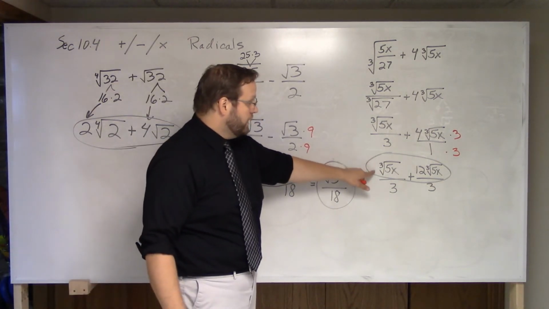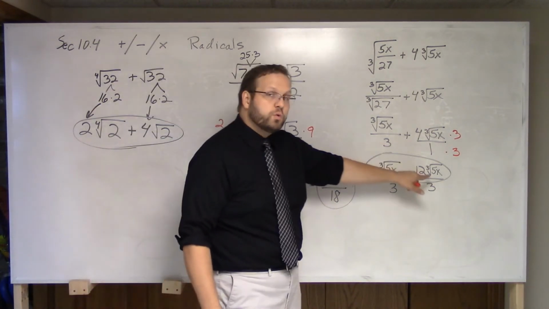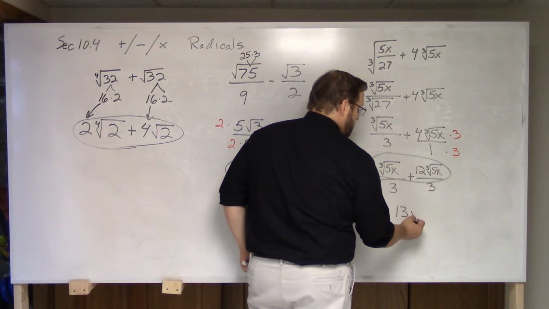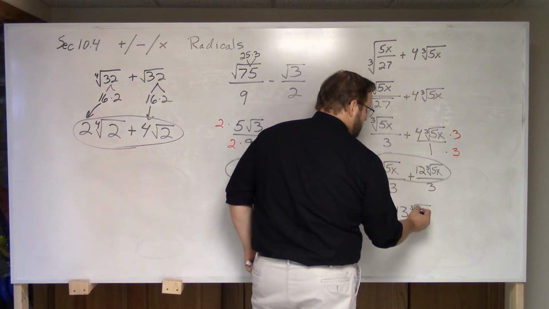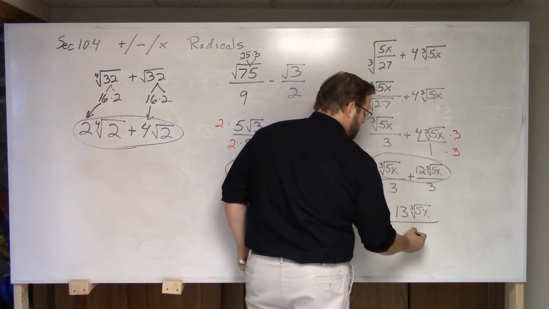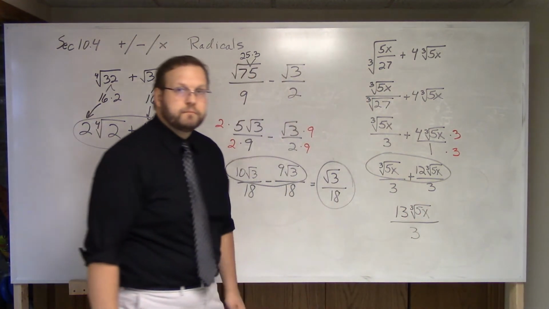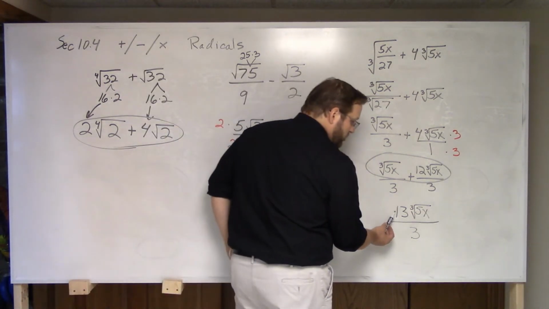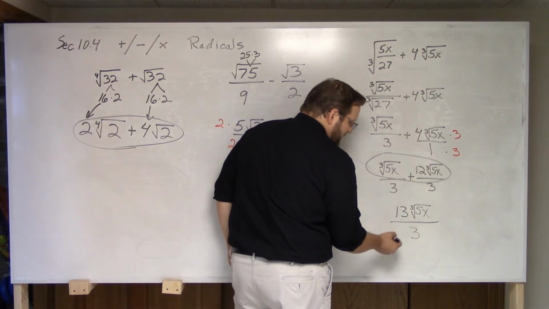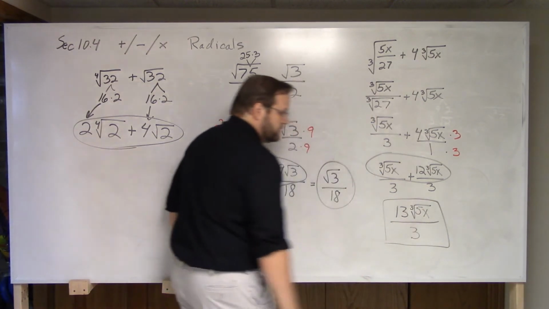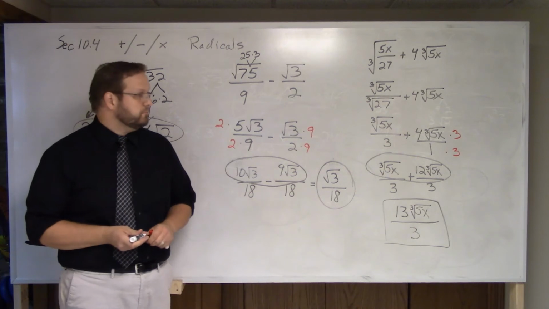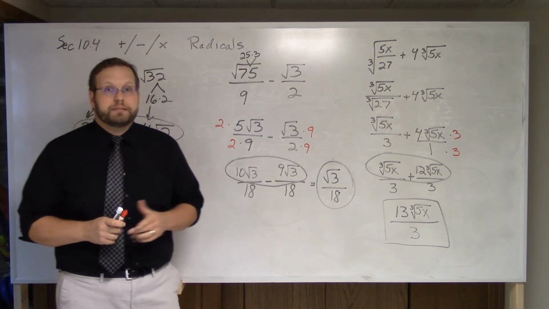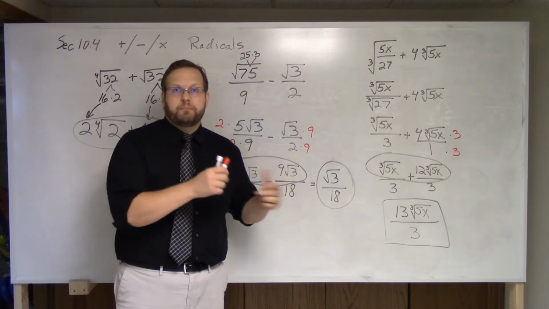I have 1 cube root of 5x and 12 cube root of 5x. 1 plus 12 is 13 cube root 5x over 3. And that's all there is to it. Okay? Again, if I could reduce this, I would, but in this case I can't. So that's the best we got. Okay, that's adding and subtracting. Again, it all comes down to simplify and then combine like terms.